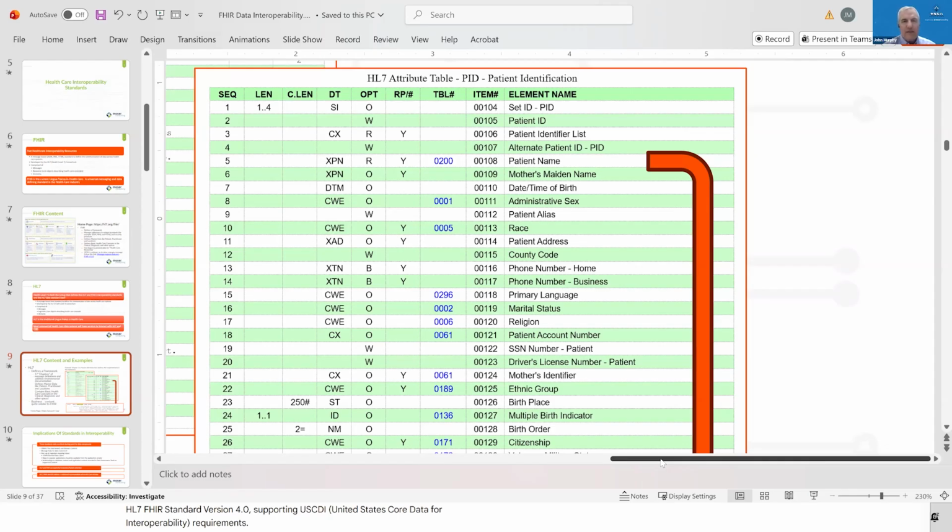So this is the patient identification segment. It describes the patient's demographic data. It's got an ID on it. It's got a date and time of birth, their administrative sex, their race. And it's got an interesting column that says repeat, on the number of times it repeats. In a data model, if a piece of data repeats, the only way to represent that is to have a normalized table. So in this model, we will have a race table attached to the patient.